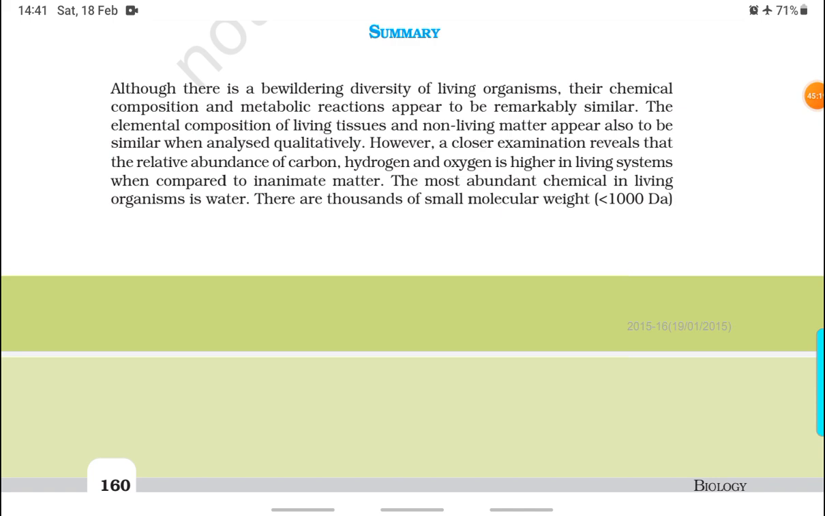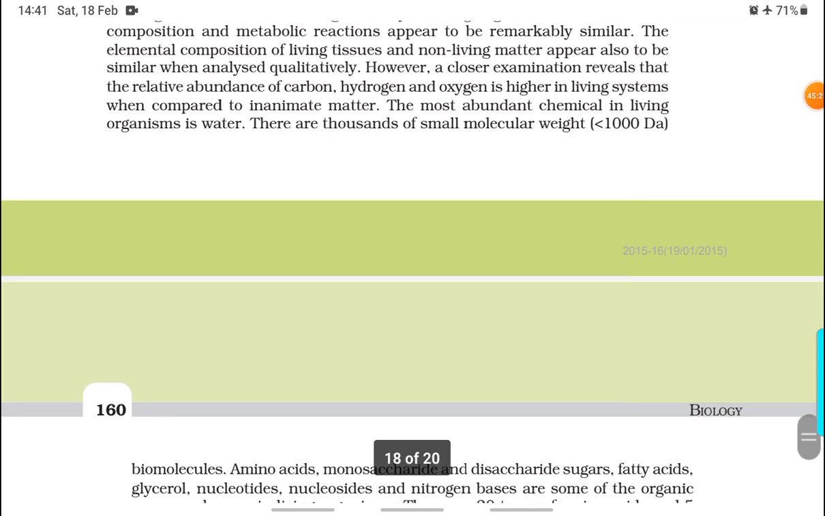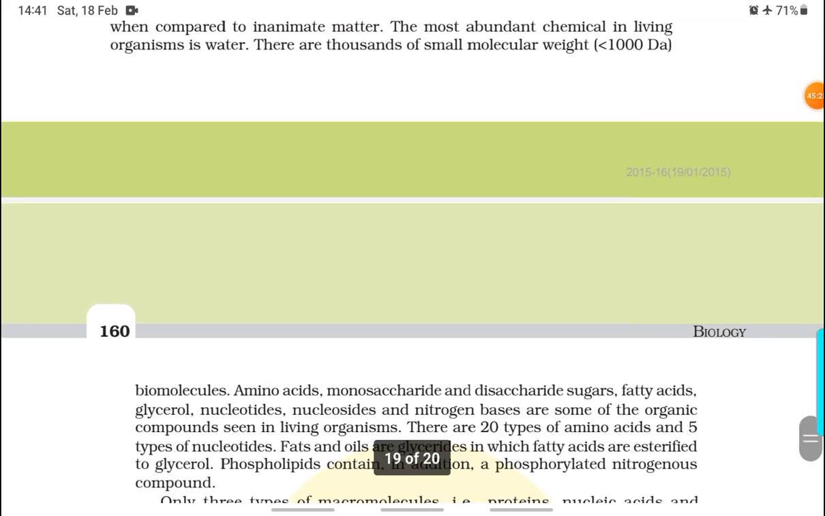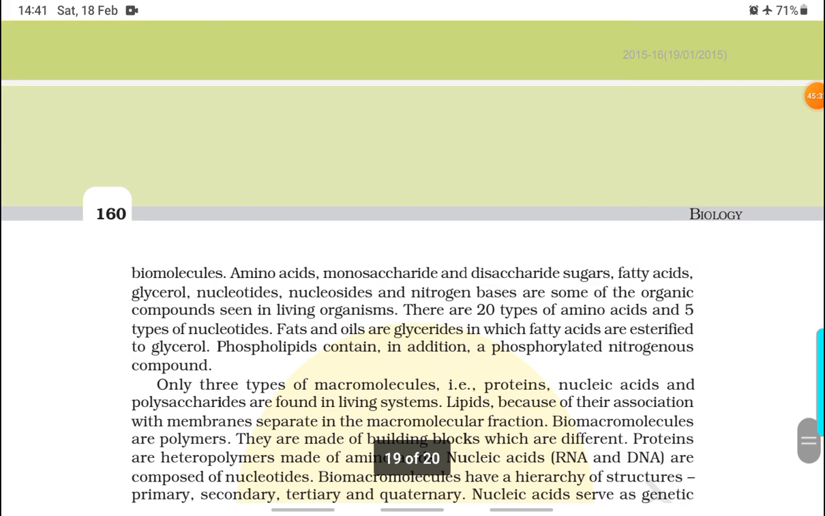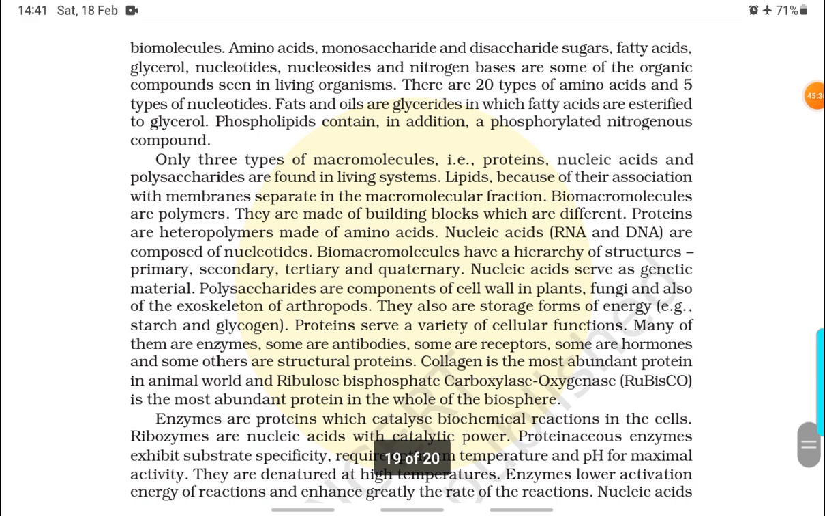There are thousands of small molecular weight biomolecules, less than 1000 Dalton. Amino acids, monosaccharide and disaccharide sugars, fatty acids, glycerol, nucleotides, nucleosides and nitrogenous bases are some of the organic compounds seen in living organisms. There are 20 types of amino acids and 5 types of nucleotides. Fats and oils are glycerides, in which fatty acids are esterified to glycerol. Phospholipids contain, in addition, a phosphorylated nitrogenous compound.